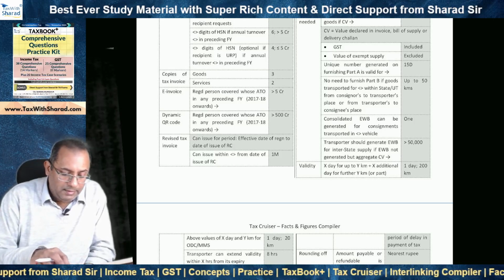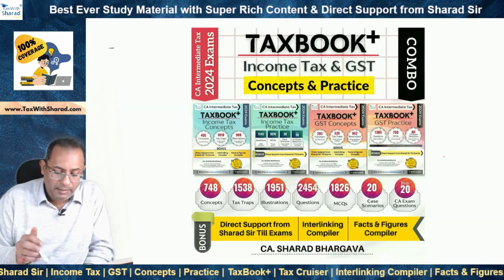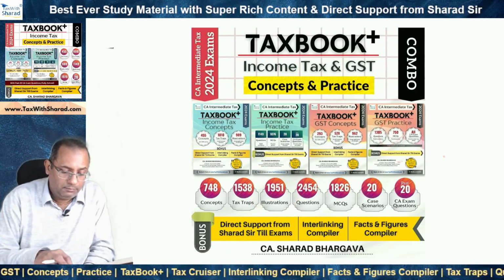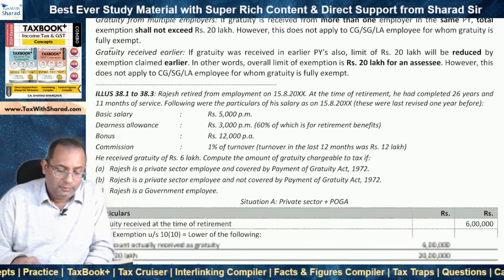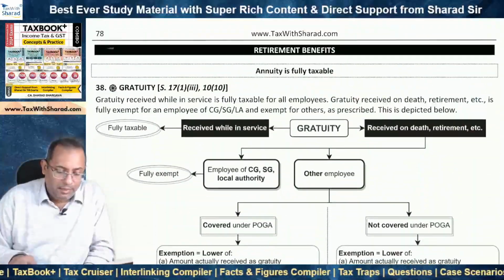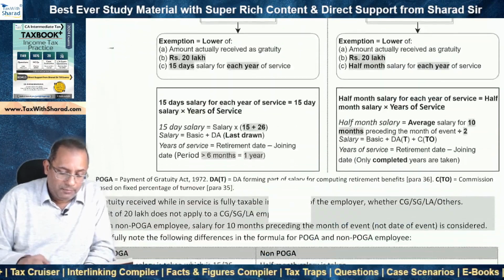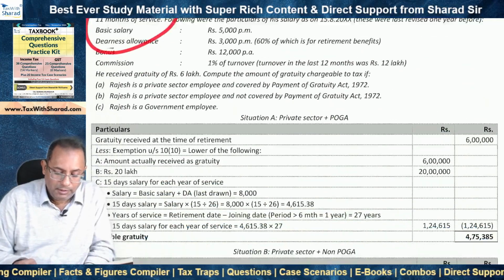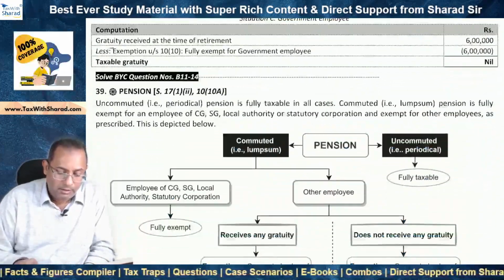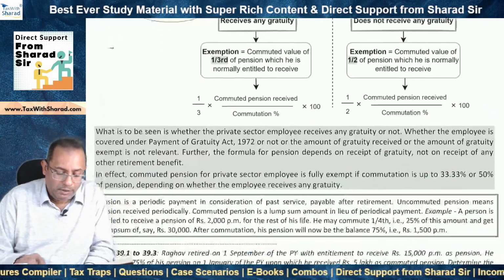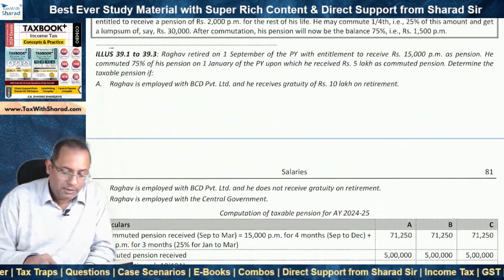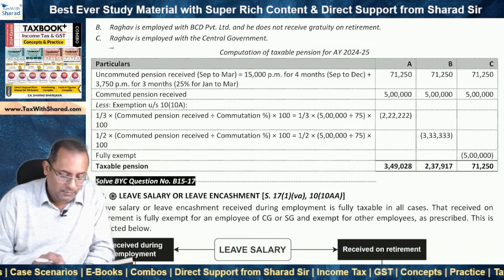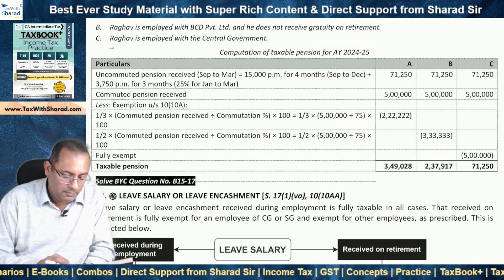So as I told you, how many illustrations are there? 1951 illustrations in all in TaxBook. If you see, for example, the salary chapter, you have this concept on gratuity, and then immediately thereafter you have these illustrations on different situations. Then you have this topic on pension, and then again you have these illustrations. Again you have these illustrations and so on. So there are lots of illustrations across TaxBook Plus.